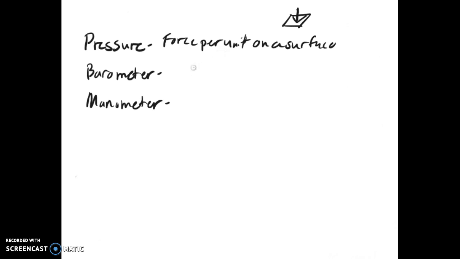Now a barometer measures atmospheric pressure. And a manometer measures the pressure of an enclosed sample.